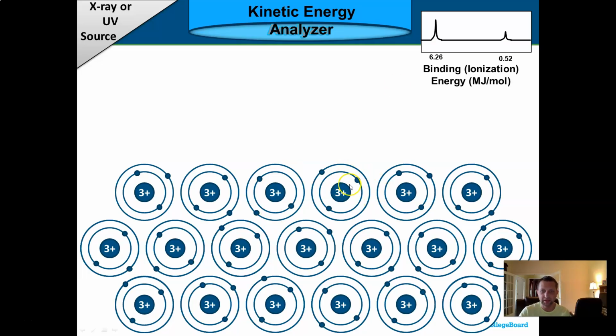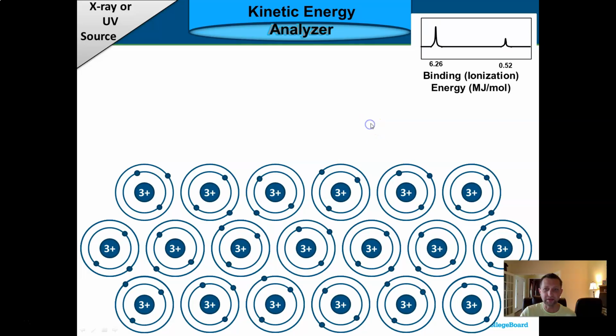So let's pick one of these. You can see that the level closest to the nucleus right here, we have 2 electrons in it. This peak here, with a lower binding energy, it's easier to remove that electron. It has to be from the second level. Second level, easier to remove, and the peak is a little bit shorter.